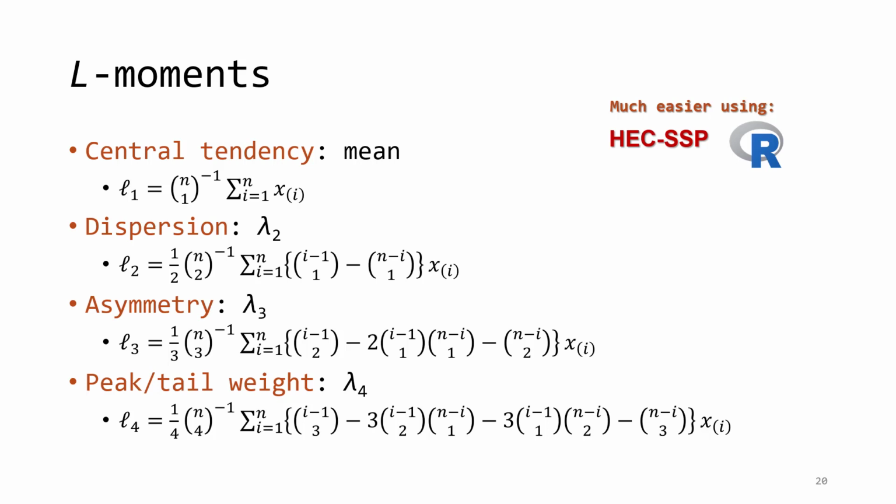L2 measures dispersion without squaring the observation. L3 measures asymmetry in the same sort of way that skewness does, but does not cube the observation. Finally, L4 is a quantification of the weight of the tails and the peak of the sample.